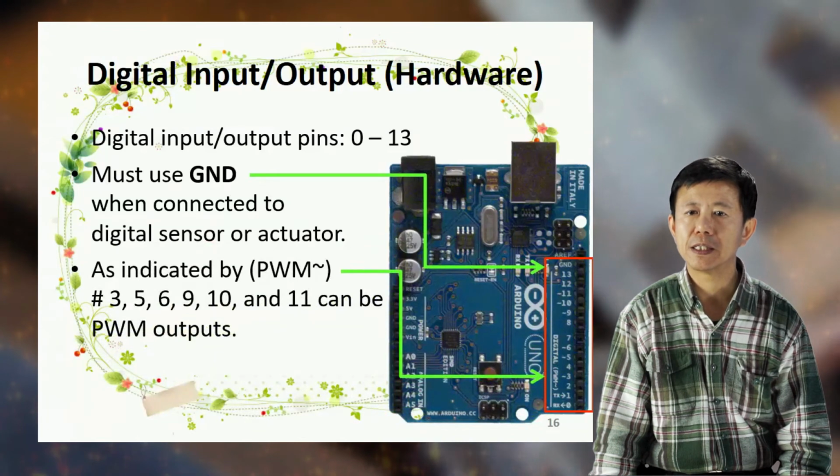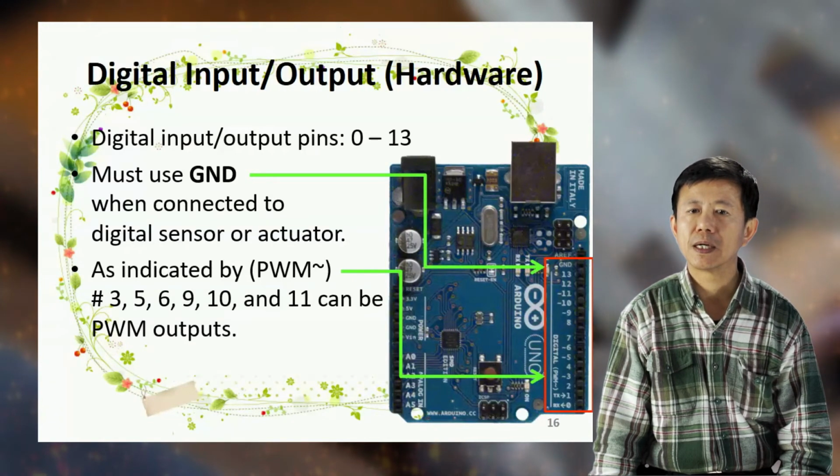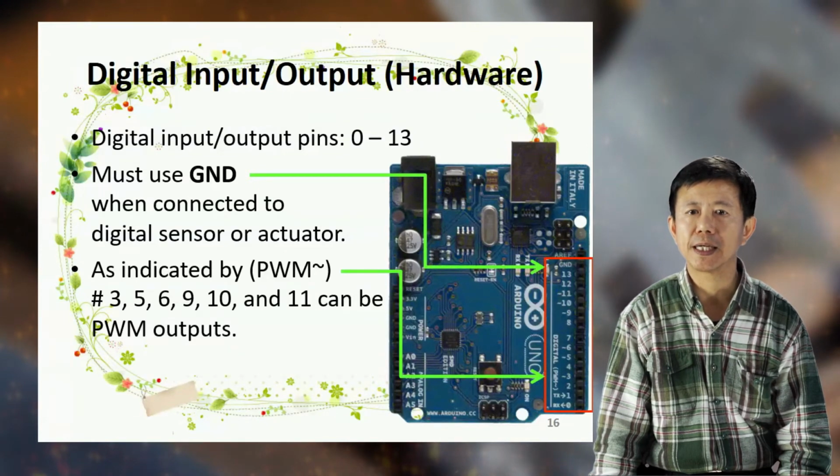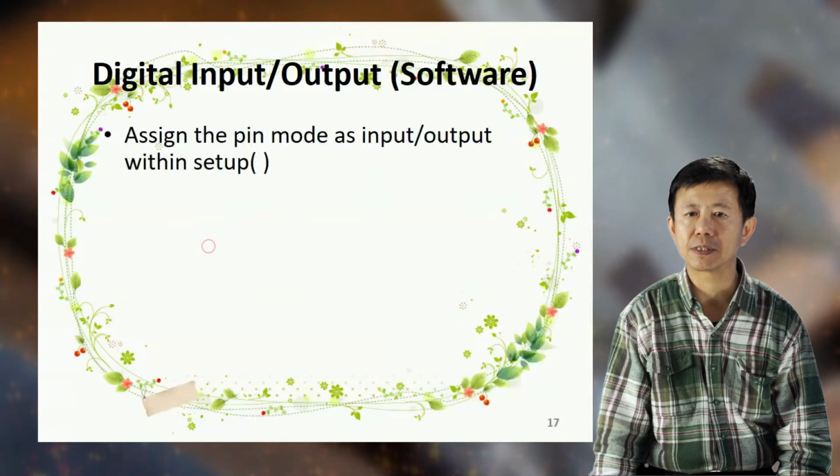PWM technique is frequently used in dimmer and motor control. Next to the label digital on the board, it reads PWM tilde. You can check that this is a tilde sign before pin numbers 3, 5, 6, 9, 10, and 11. This indicates that these pins can be used as PWM outputs.